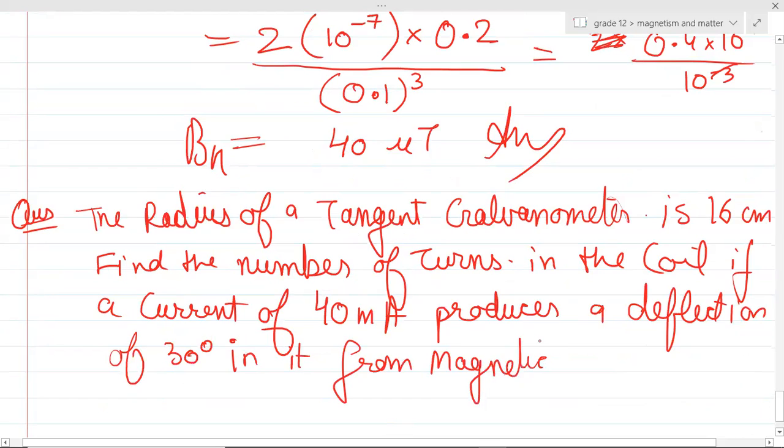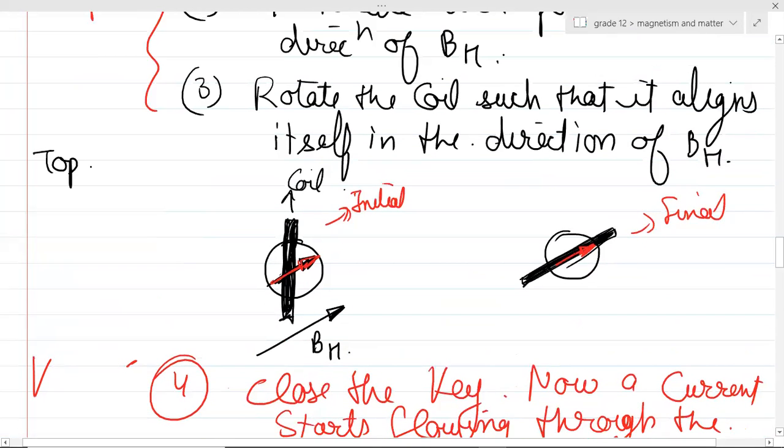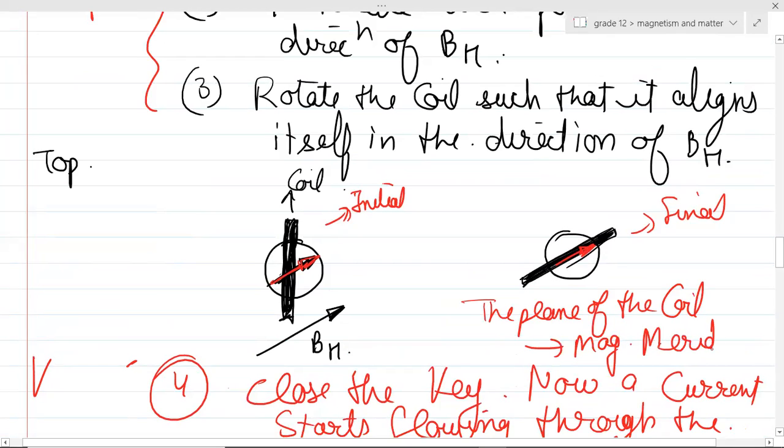Okay, a very important point I forgot to tell you. Sir, what was the point of rotating the coil in the direction of this particular thing? When you do this, guys, can you see over here the plane of the coil? Is it the magnetic meridian at that point? So basically, by rotating the coil, what exactly are we doing? We are aligning the coil in the direction of the magnetic meridian, right? Guys, you understood this point?